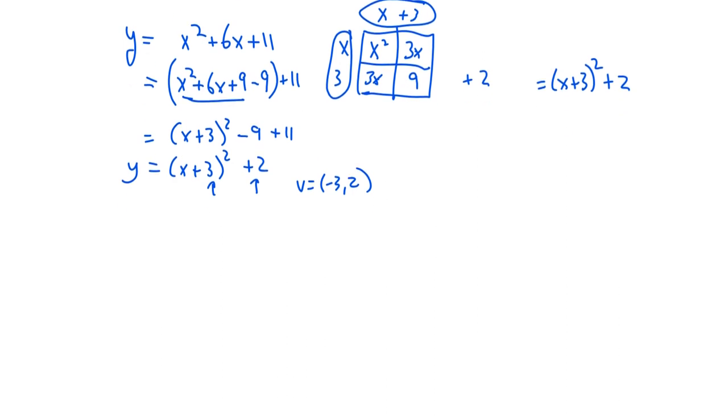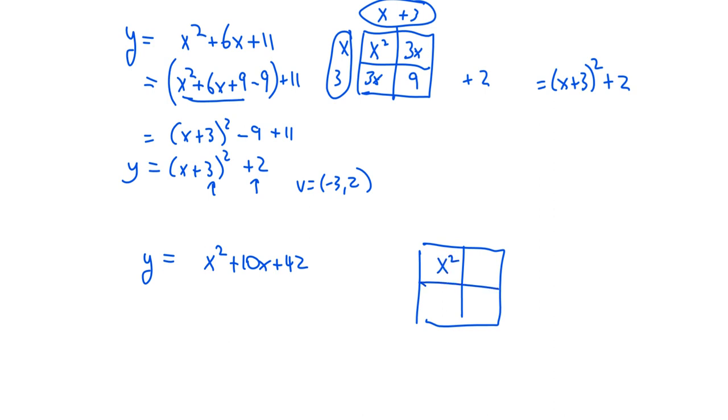Let's do another example. So I'm going to do y = x² + 10x + 42. If I did the area model, I'm going to fill them all in. So here's x². Now, I need these two to be the same because I want to write it as something squared, like vertex form. So I know this is x and I know this is x. These two boxes have to add up to 10x, but the two numbers have to be the same. So they must be half of 10. So it must be a 5 and a 5.